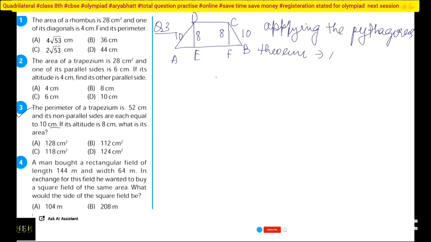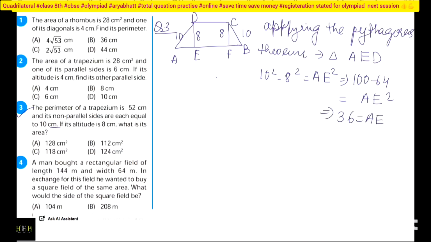where I should apply the Pythagoras theorem, in triangle AED. So what I will get? 10 square minus 8 square is equal to AE square. This implies that 100 minus 64 is equal to AE square. So this implies that 36 is equal to AE square. So this implies that AE is equal to 6. Right? AE is equal to 6 centimeter. Now next will be that.